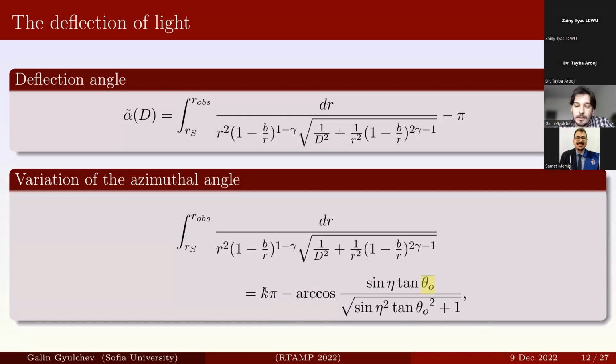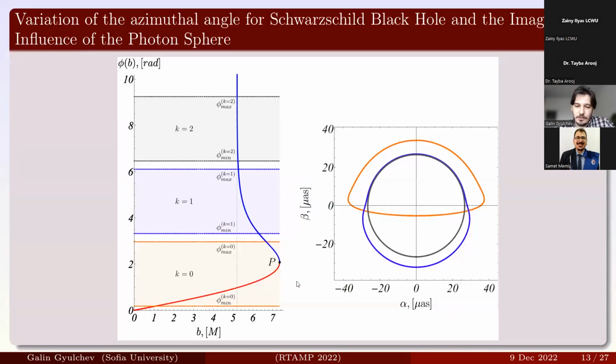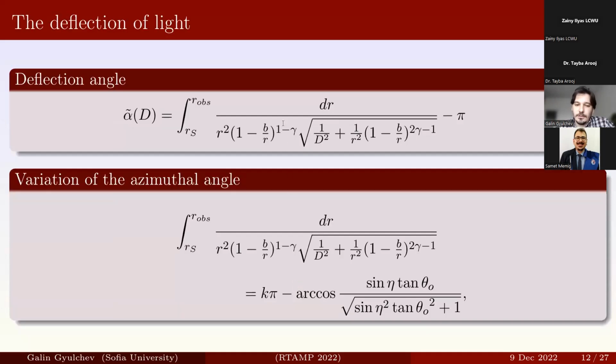But the other part, which is more fundamentally interesting for the deflection of light, is that this deflection angle can become infinitely big. And this is exactly the situation when we have a lot of windings around the photon sphere.